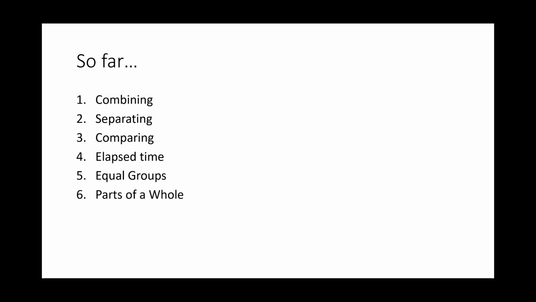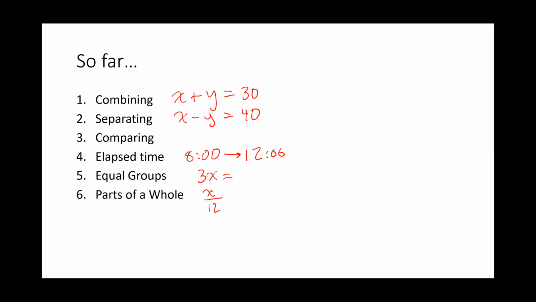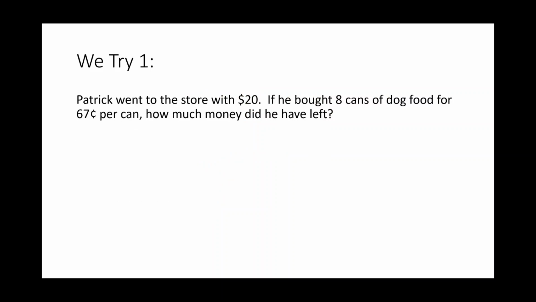So far, we've looked at combining questions, where we were adding two things together to get one more thing. We were separating, where we're subtracting, or comparing two numbers together, or elapsed time, like it's 8 o'clock in the morning, and how much time has passed between 8 o'clock and 12 o'clock. Or equal groups, where we have groups multiplied together. Or parts of a whole, where we're dividing out parts of a group. But now we're going to put both of them together. We're going to use combinations of things.